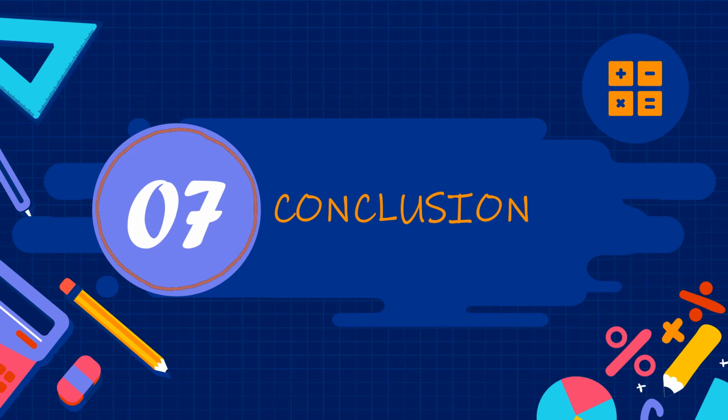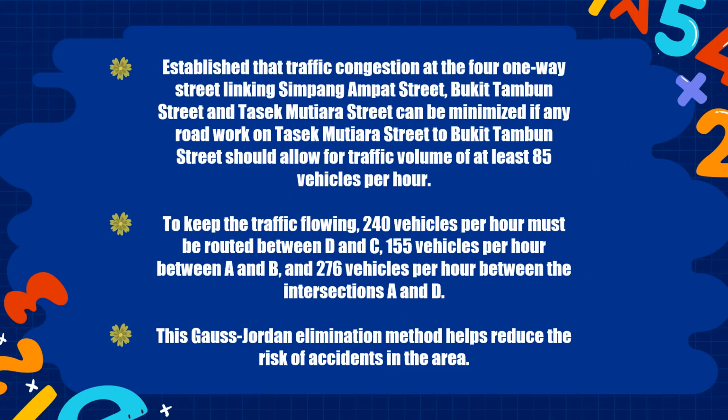Conclusion. We have established that traffic congestion at the four one-way streets linking Simpang Empat Street, Bukit Tamu Street and Tasik Mutiara Street can be minimized if any route work on Tasik Mutiara Street to Bukit Tamu Street allows for traffic volume of at least 85 vehicles per hour.